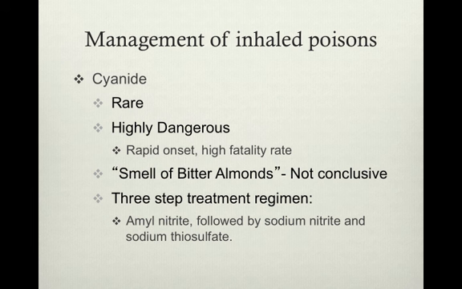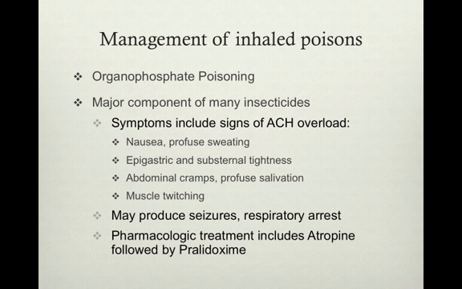3-step treatment plan, which would be amyl nitrate, followed by sodium nitrite, followed by sodium thiosulfate. Now, one of the things that we generally do whenever we apply the antidote is the antidote itself generally changes the poison to a lesser poison so that the body can eliminate it easier. And that's kind of what we do here, methemoglobin, and we'll talk about that here in just a little bit.